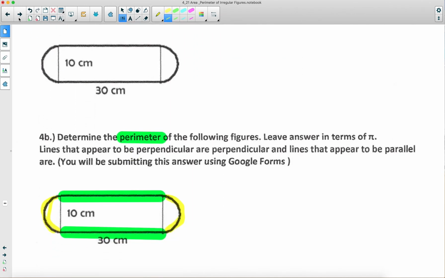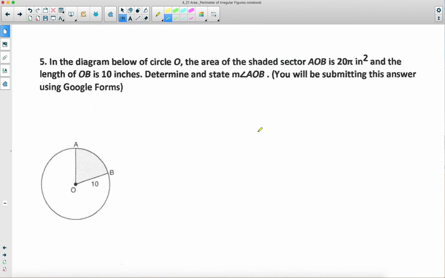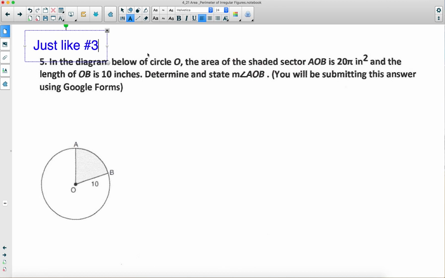And then finally, you have to just try out number 5. Number 5 is just like number 3. Put a little hint here. Just like number 3. So if you like, please go back and take a look at number 3. Right? Set up your area of a sector formula. The important information is the area of the sector here is 20 pi. The length of OB is 10. You're trying to find theta or angle AOB.